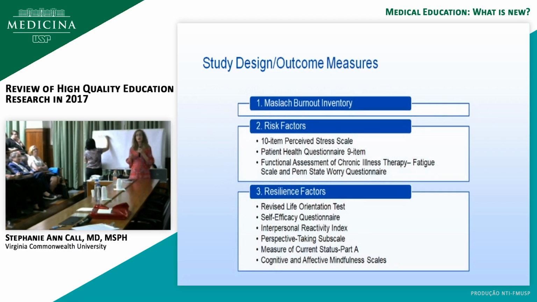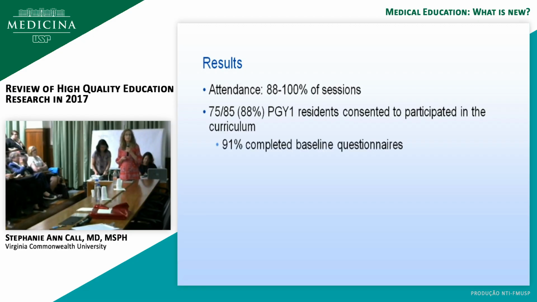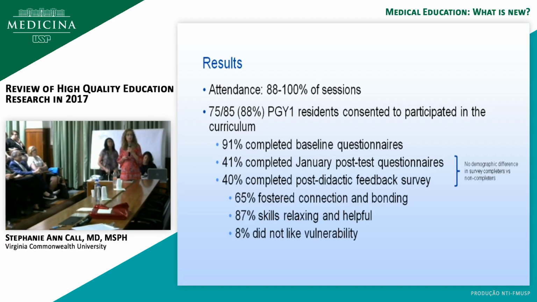We run a very similar curriculum at our own program, and we've seen very similar results. They looked at a burnout inventory, and they chose the validated Maslach. They looked at risk factors using the perceived stress scale, a health questionnaire, and a functional assessment of chronic illness looking at fatigue and worry. They looked at several different resilience factors. They enrolled 88% of the interns in this study. 91% completed the baseline questionnaires. They were less successful in completion of follow-up questionnaires.